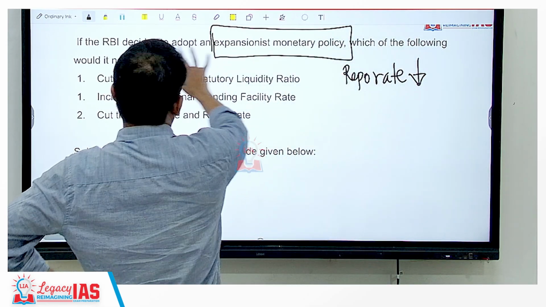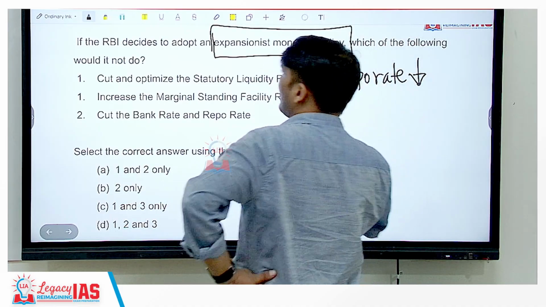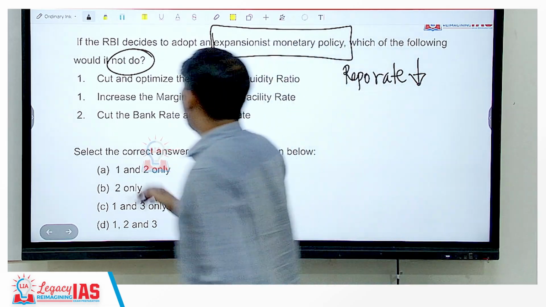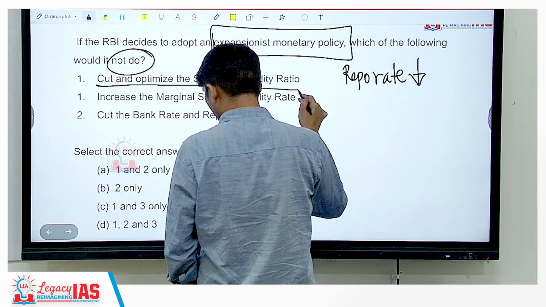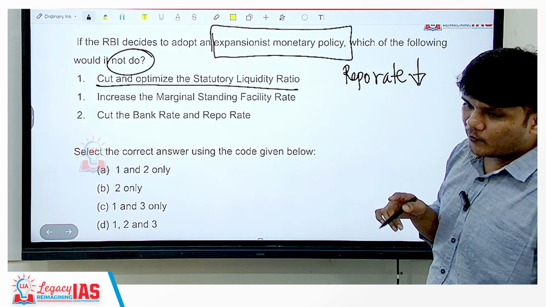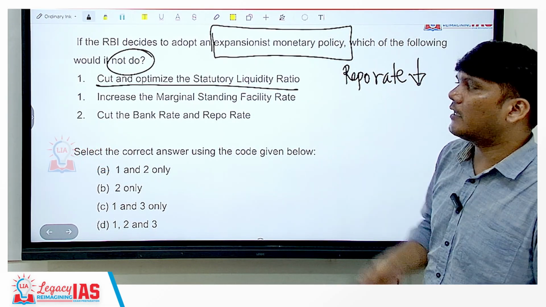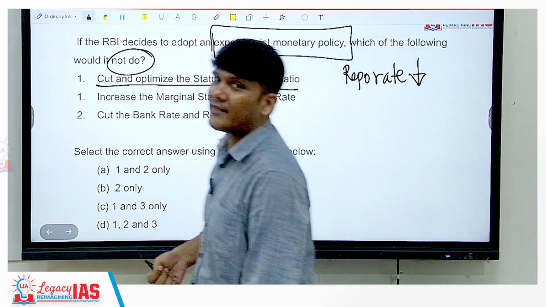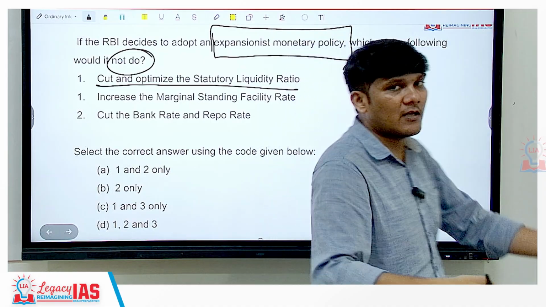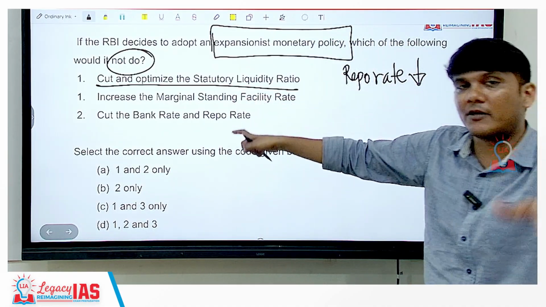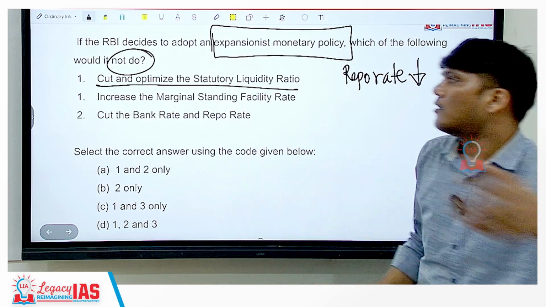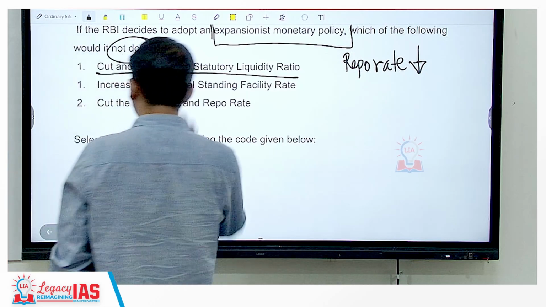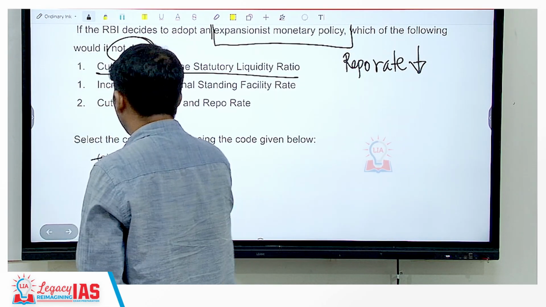So if the RBI decides to adopt an expansionist monetary policy, which of the following would it not do? It will not do. Cut and optimize the statutory liquidity ratio. Cut and optimize, it will do that. It will cut the statutory liquidity ratio. If earlier it was X, it will reduce it to X minus 0.5, so that more money is available with the bank. And we saw if more money is available with the bank, it will reduce the interest rate, and more money gets available with the people. So it will actually do this. Okay, so statement 1 is wrong. Since statement 1 is wrong, this is wrong, this is wrong, this is wrong, and this is the right answer.